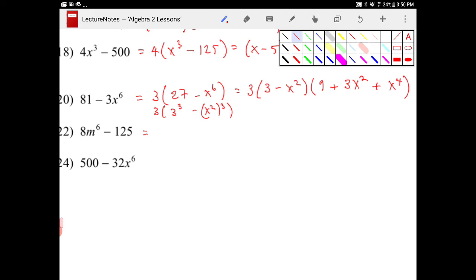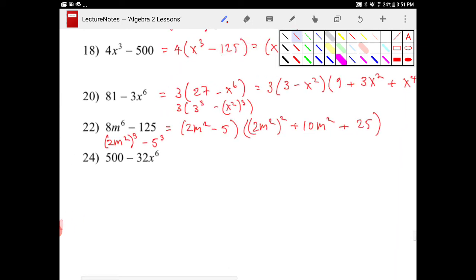8m to the 6 minus 125. There is no common factor here, but I do recognize that this is 2m squared to the third minus 5 to the third. So this becomes 2m squared minus 5 times 2m squared squared plus 2m squared times 5, so that's 10m squared, plus 25.